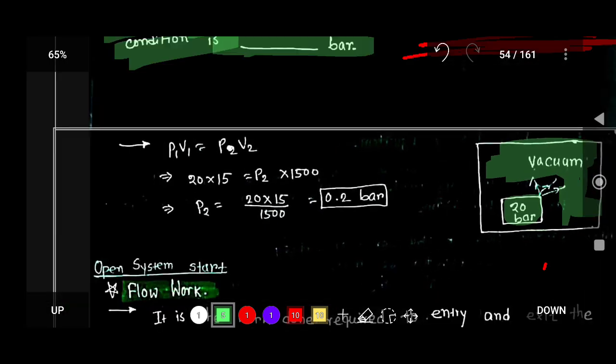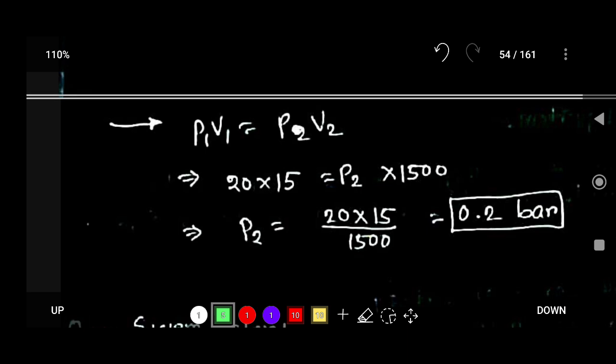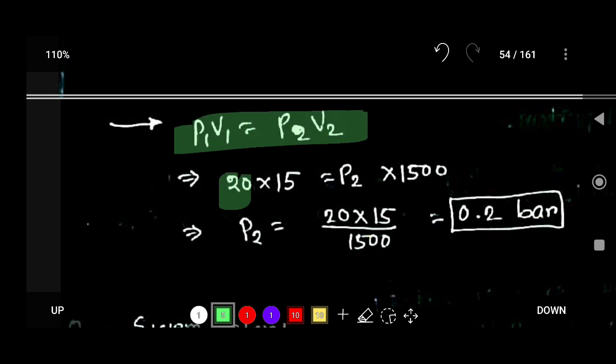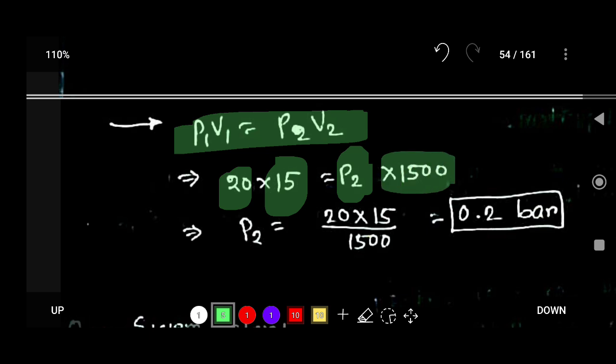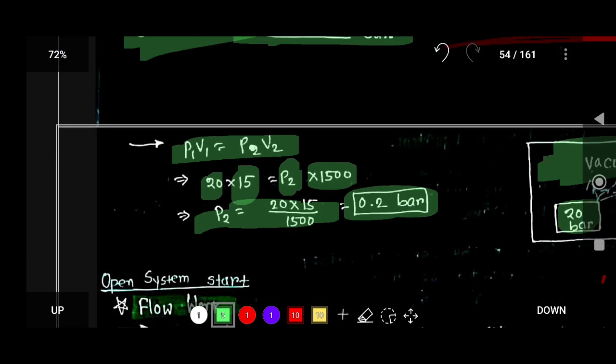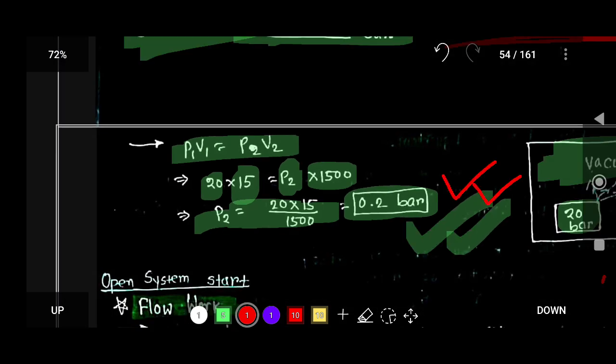You know the equation P1 V1 equals P2 V2. The initial pressure is given, 20 bar, and volume 15 cm³. So 20 into 15, and the final pressure, consider this as P2, and volume 1500. From here you get 0.2 bar. So this is the answer. Just a simple question. Just try to understand it. So the answer will be 0.2 bar.